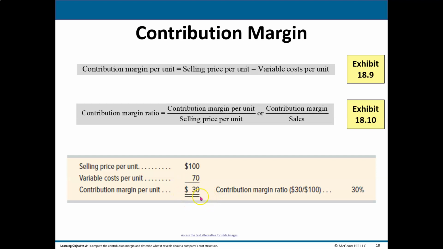So we want to make sure that our contribution margin is positive, because any positive amount of money left over after taking our variable costs into consideration will help go to cover our fixed costs.